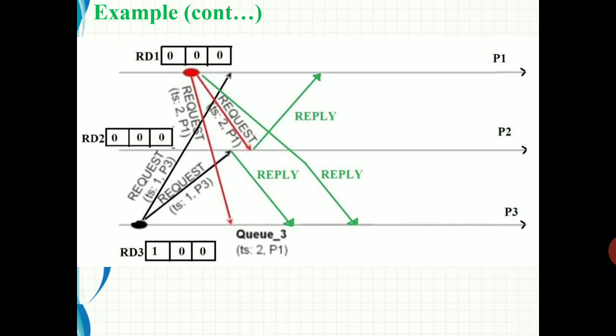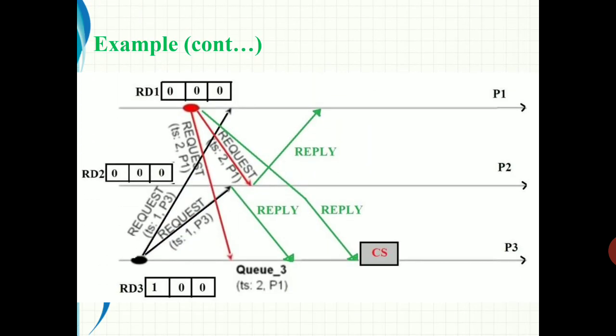Then after receiving all the replies from processes P1 and P2, P3 can enter the critical section. A process can enter the critical section only after receiving messages from P1 and P2. So P3 can enter the critical section.